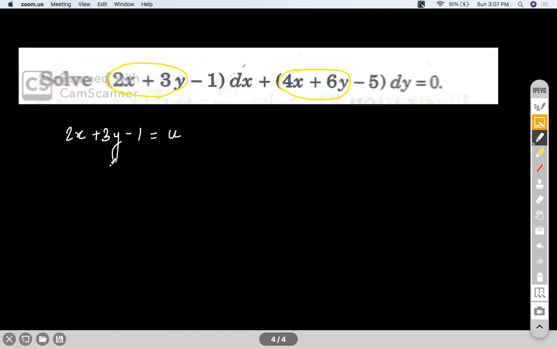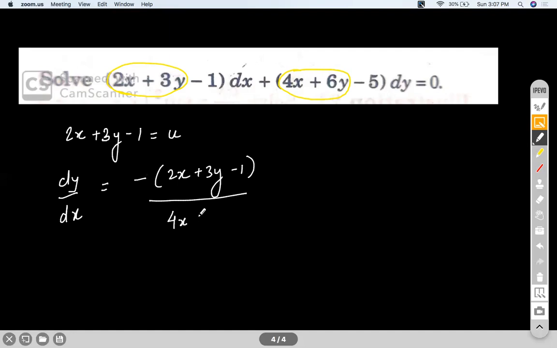By the way, our expression is nothing but dy by dx is equal to negative of 2x plus 3y minus 1 divided by 4x plus 6y minus 5. This is our desired given expression to solve in the given question. Correct? Now, after making this substitution, we have to substitute for dy by dx accordingly. So if you differentiate both sides with respect to x, this is what we end up obtaining.